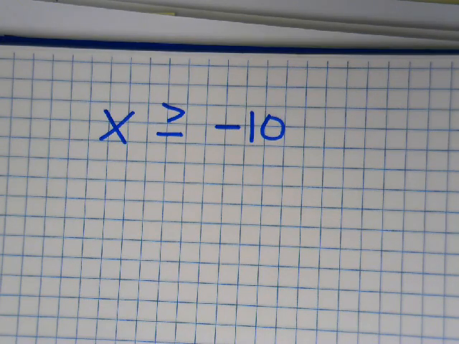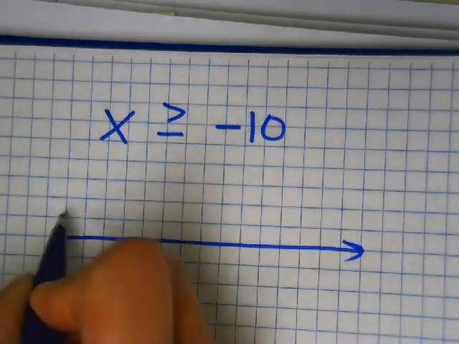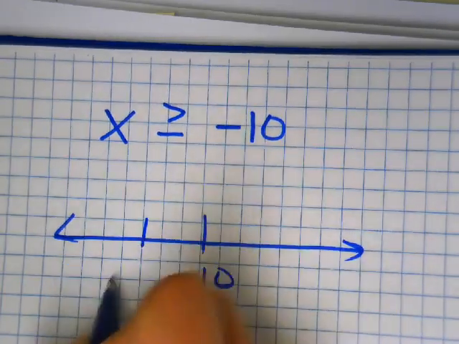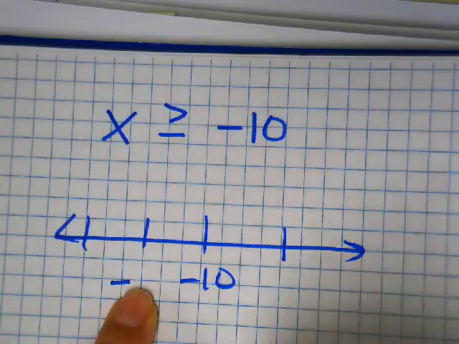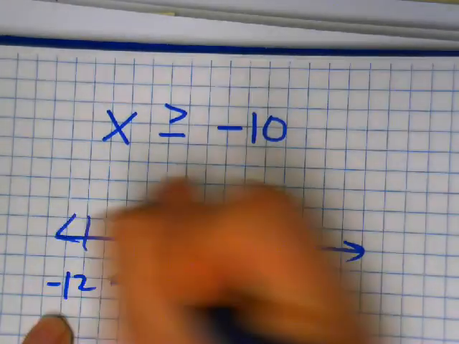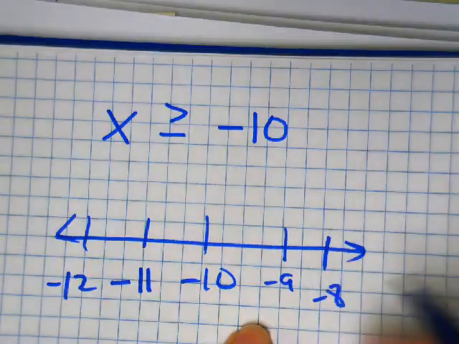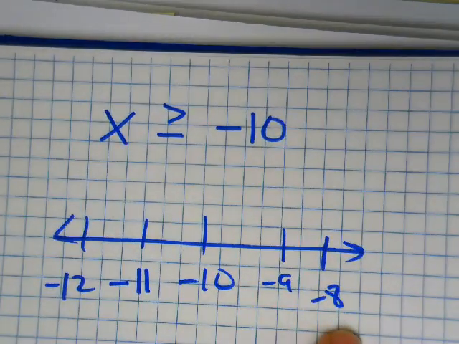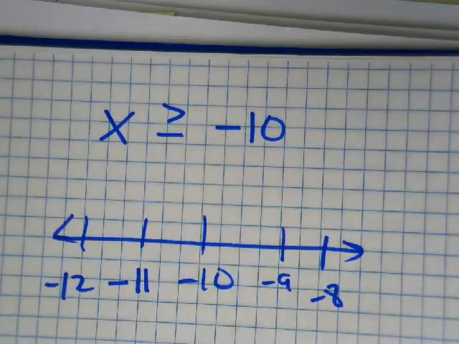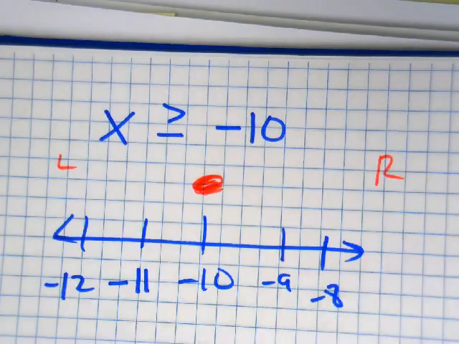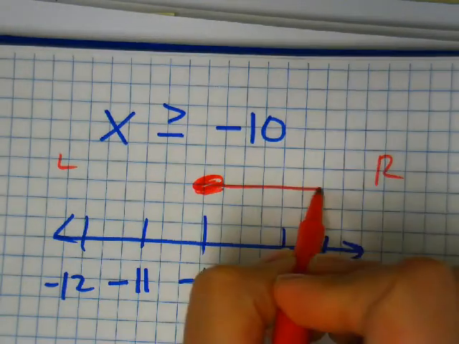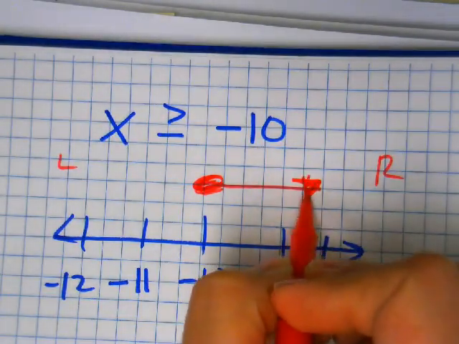Okay. Open or closed circle? Closed. Which way do you shade? Right. So, negative 10. Which number goes here? Negative 11. Then negative 12, negative 9, negative 8. This is the number one mistake kids make when we do negative numbers. You guys said closed circle. I agree. Left or right? Right.